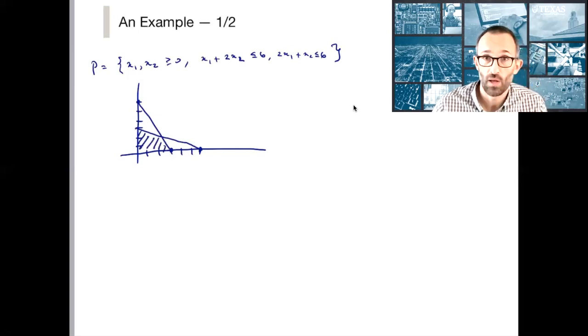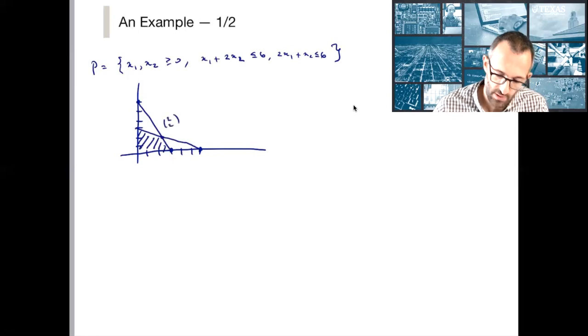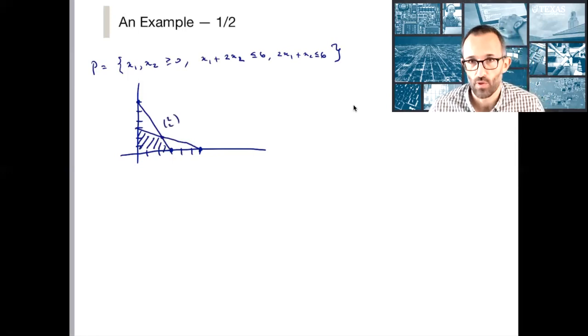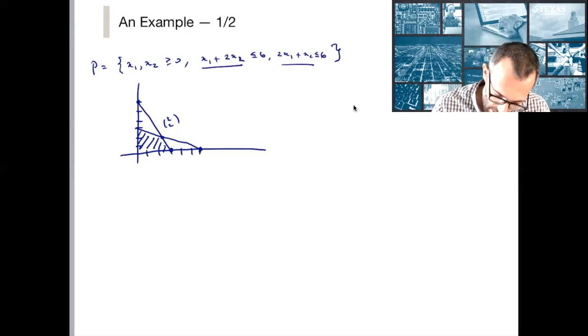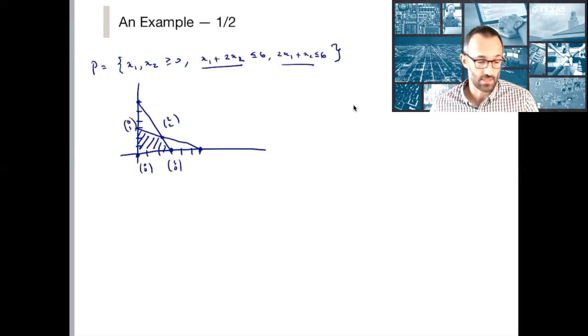I didn't draw very well, but this point here is (2, 2). You can check that this satisfies with equality both the constraints x1 + 2x2 ≤ 6 and 2x1 + x2 ≤ 6. So indeed, it is the intersection of those points. And then the other extreme points are (0, 0), (3, 0), and (0, 3). So indeed, this is an integral polytope. Let's check to see whether it's TDI. And you can guess that the answer is no.